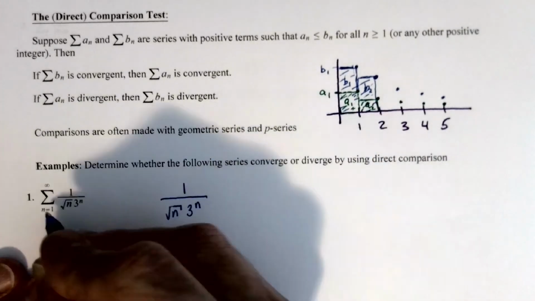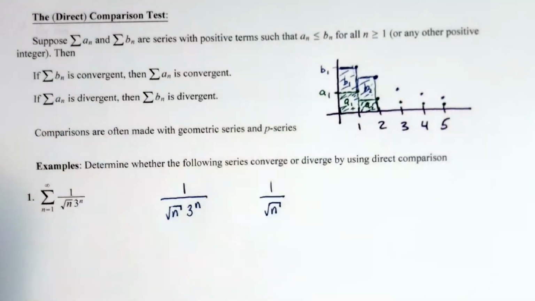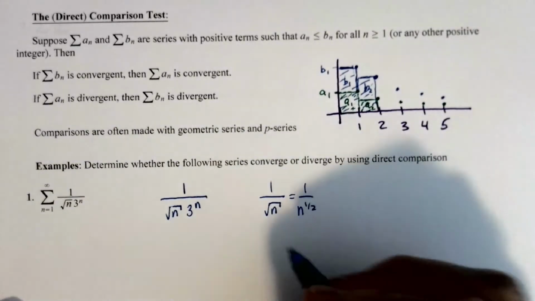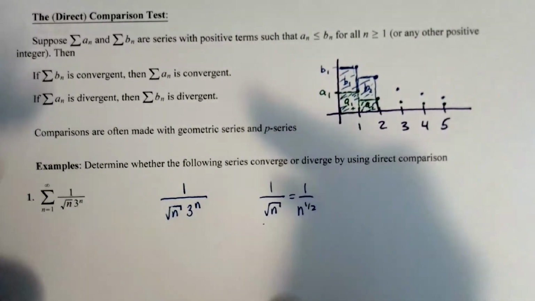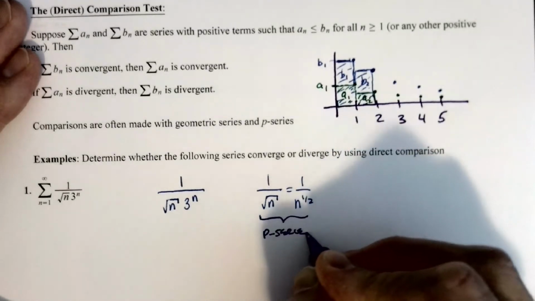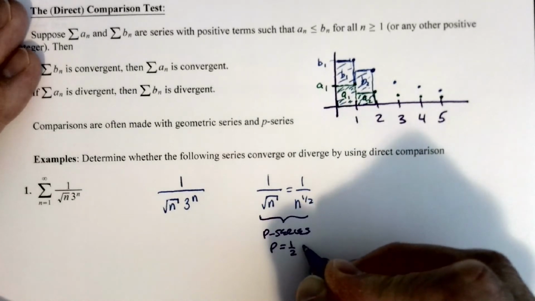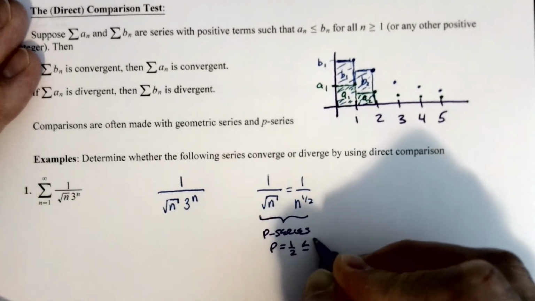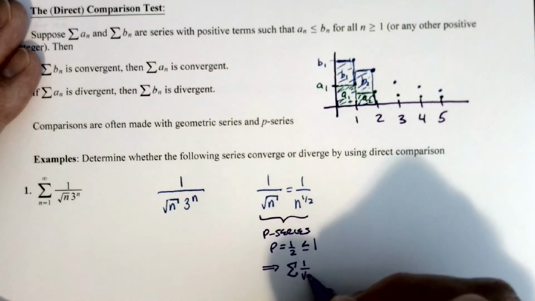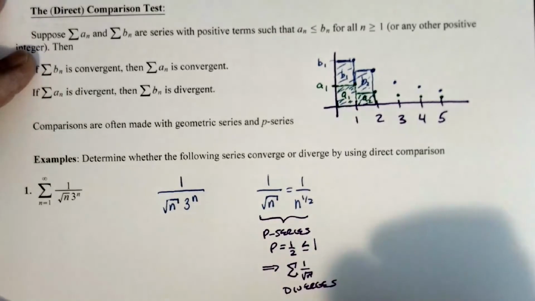There's the terms of our series here, and let's compare with this series, which is the same as 1 over n to the 1/2. So this comes from a P series, with P equal to 1/2, which is again less than or equal to 1. That means the series 1 over the square root of n diverges. It's a P series that's divergent.